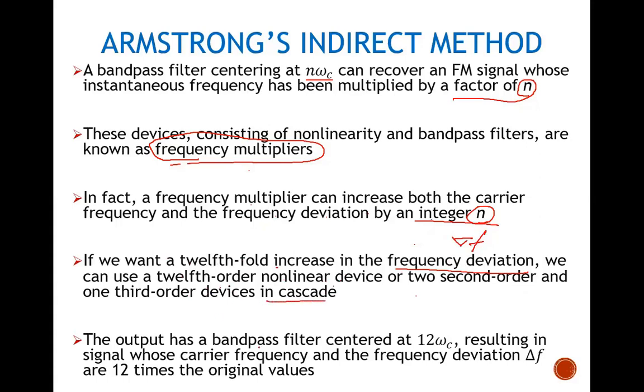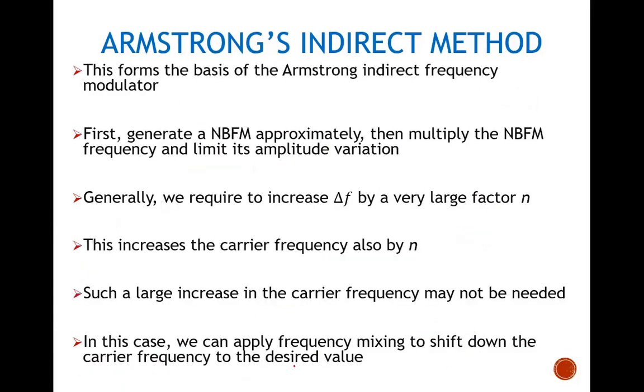So the output has a bandpass filter centered at 12 omega c, resulting in a signal whose carrier frequency and the frequency deviation is also 12 times the original value, right? So this forms the basis of the Armstrong indirect frequency modulator. We first generate a narrowband FM approximately, and then multiply this narrowband FM, the frequency, and limit the amplitude variation.